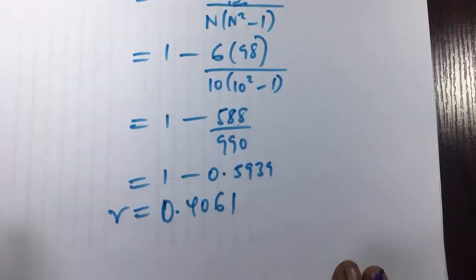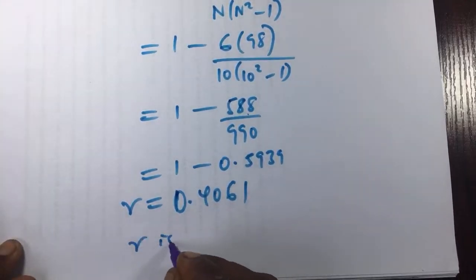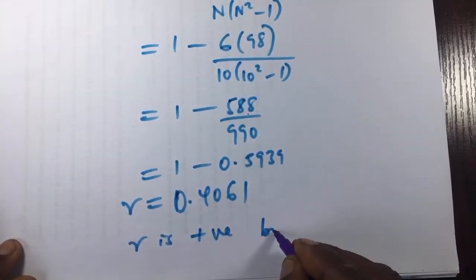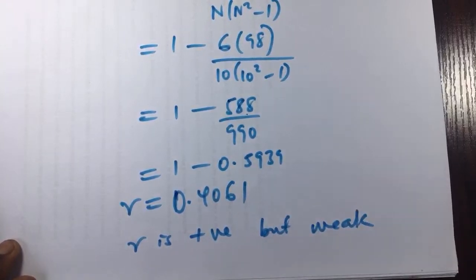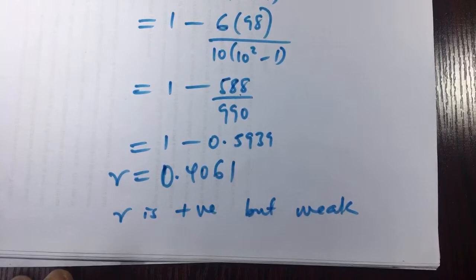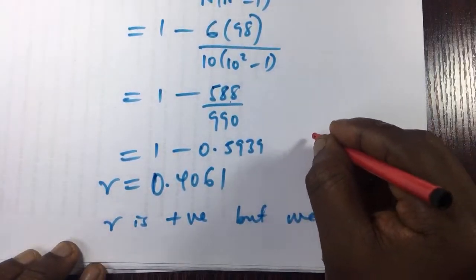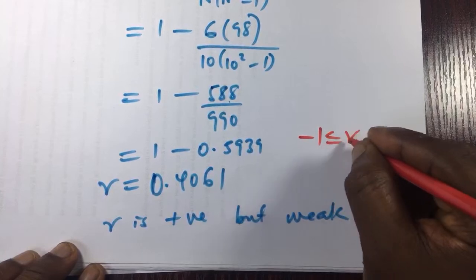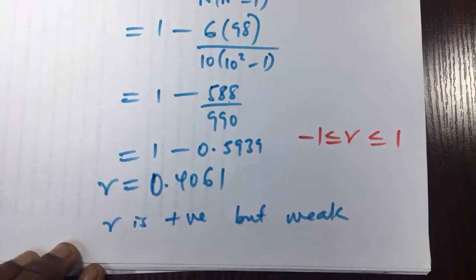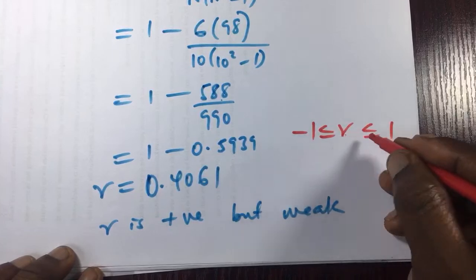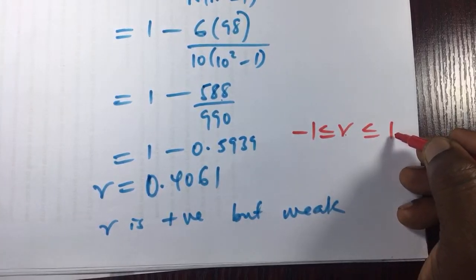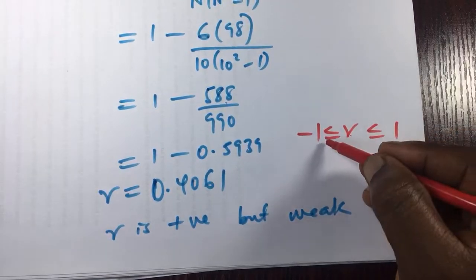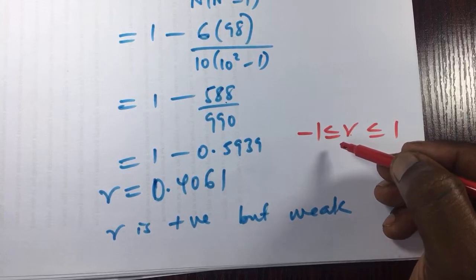Now, what would you conclude based on the properties of correlation coefficient? Based on the properties of correlation coefficient, we will conclude that r is positive but weak. Why is it positive but weak? Remember, one property of r says that r must always lie between -1 and 1. Another property says that if r is very close to 1, it means the relationship between X and Y is very strong. If r is very close to -1, it means the relationship is also very strong.